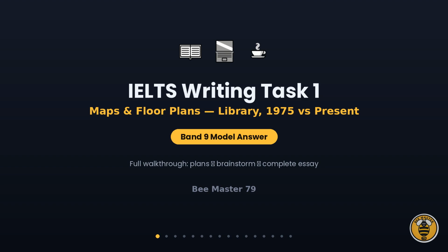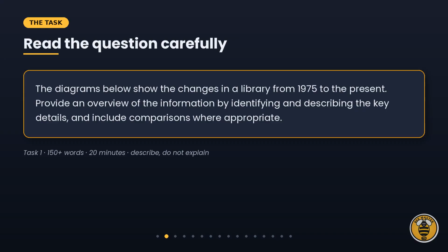In this lesson we tackle an IELTS Writing Task 1 maps and floor plans question, comparing a library as it was in 1975 with the same library today, and we build a band 9 model answer from scratch. Here is the task. The diagrams below show the changes in a library from 1975 to the present. Provide an overview of the information by identifying and describing the key details and include comparisons where appropriate.